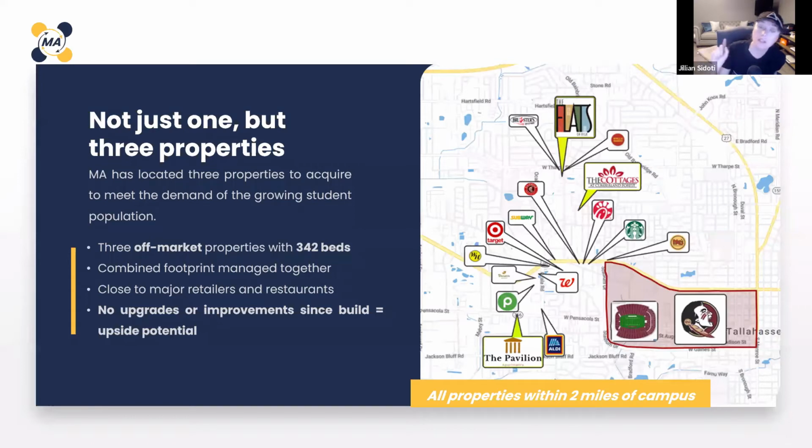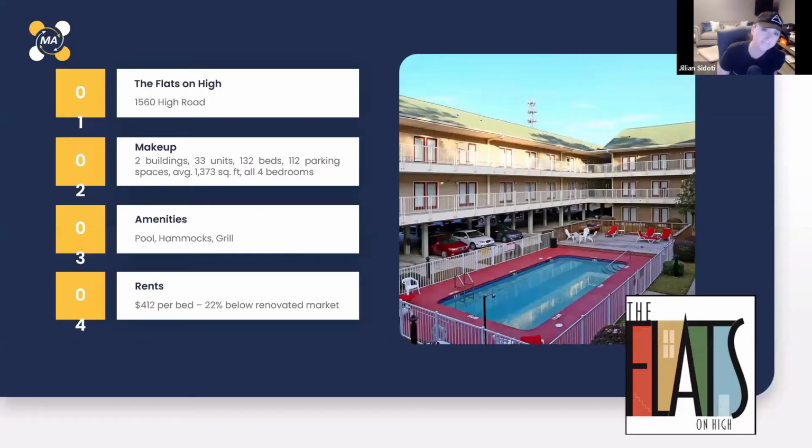And now I'm bringing it down even further, right? That funnel: not just 1 property, but 3 properties. Here are the 3 properties. They're all off market, a total of 342 beds. And we're going to bring it together. We're going to manage this all together. There hasn't been any upgrades or improvements since the build. So there's a lot of potential upside.